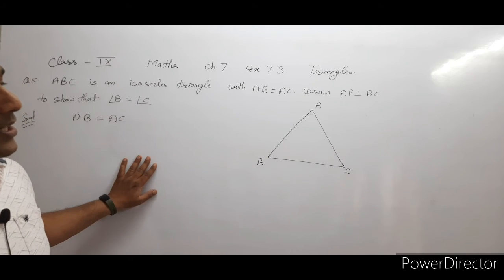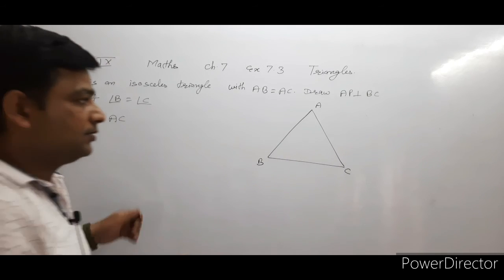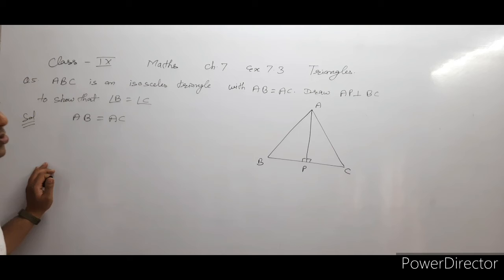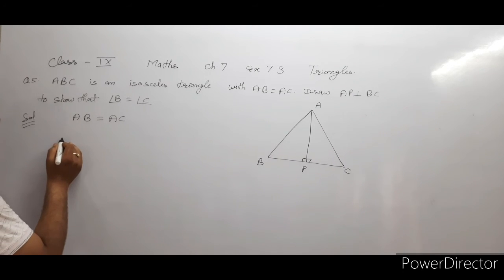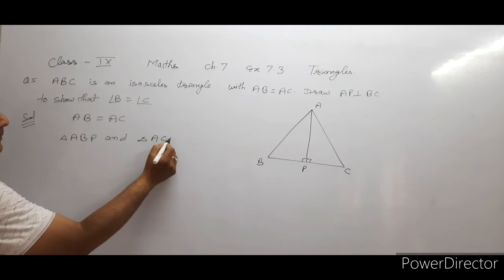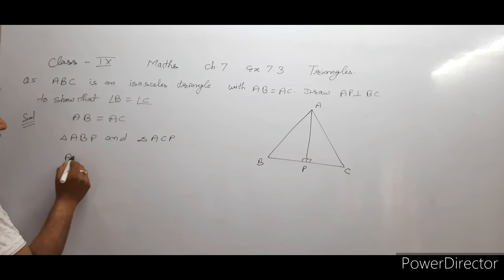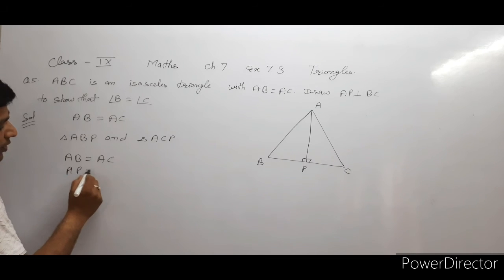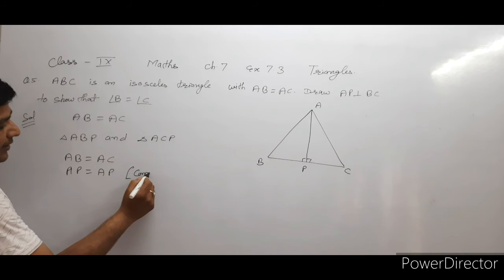and to prove these two angles are equal, we have to construct a line. Let AP be perpendicular to BC, we draw an altitude from A to BC, AP perpendicular to BC, and now we will prove that angle B is equal to angle C. To prove angle B equals angle C, take triangle ABP and triangle ACP. In these two triangles, it's given that AB is equal to AC and AP is equal to AP, the common side.